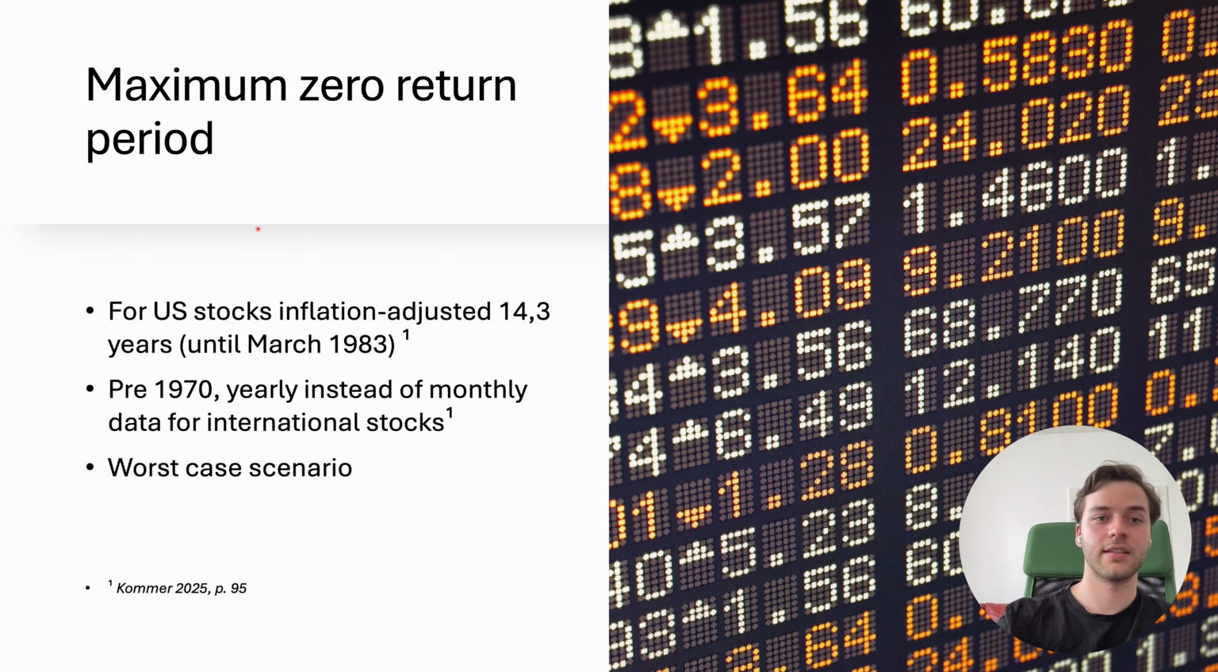So the longest zero return period, inflation adjusted, for US stocks was 14.3 years, until March 1983. So nearly 15 years of a zero return period. And the reason we chose US stocks as an example is because before 1970 there was only yearly instead of monthly data for international stocks.